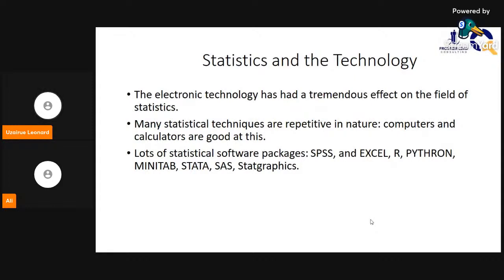Excel is like the baseline for everyone. Then after you have learned SPSS, you can decide to take the training further by learning R, Python, Stata, SAS, and several other software that are available. So I will stop here and take your questions if there are any.